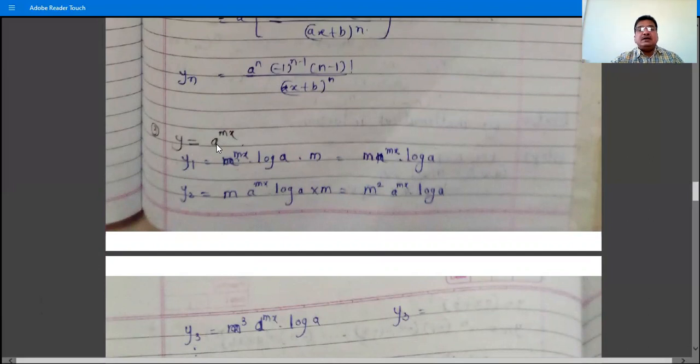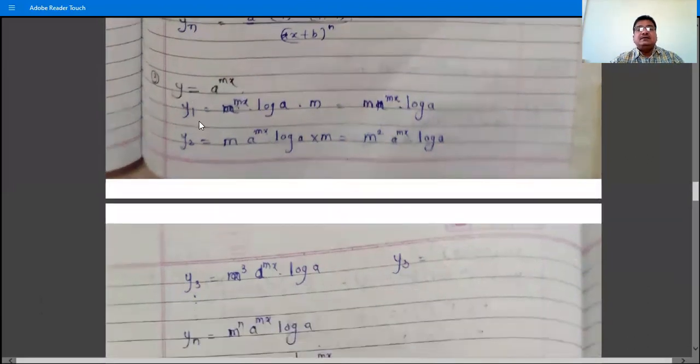Then y is a raised to mx. Then find yn. So y1 is a raised to mx into log a into the derivative of mx, which is m. What is the derivative of a raised to x? A raised to x into log a. And it is a raised to mx. So the derivative is a raised to mx into log a into the derivative of mx, which is m. So m a raised to mx log a.